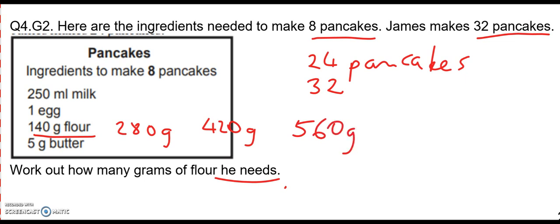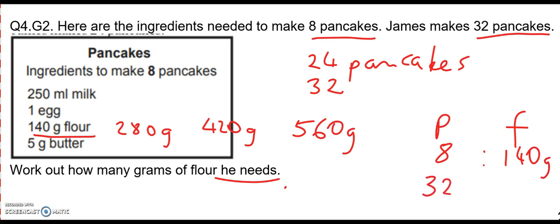560 grams. The other way to do it would have been, we have pancakes and we have flour. So to make 8 pancakes, we need 140 grams of flour. Now to make 32 pancakes, how many grams of flour do we need? To get from 8 to 32, we multiply it by 4. So we'll do the same thing to get the right weight of the flour, so times 4.